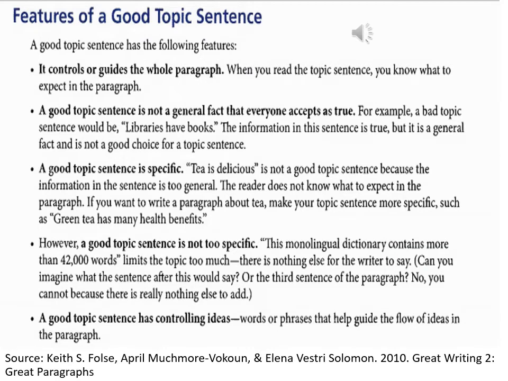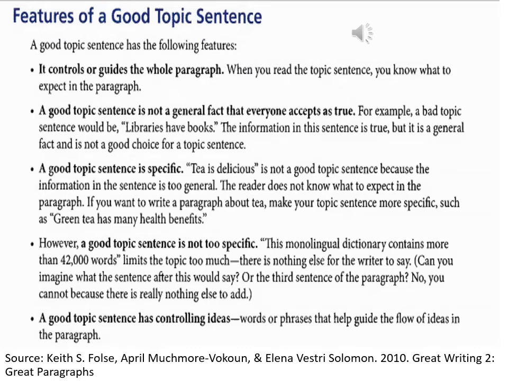Features of a good topic sentence. A good topic sentence has the following features. The first is it controls or guides the whole paragraph. When you read the topic sentence, you know what to expect in the paragraph. The second feature is a good topic sentence is not a general fact that everyone accepts as true. For example, a bad topic sentence would be, libraries have books. The information in the sentence is true, but it is a general fact and it is not a good choice for a topic sentence. The third feature is a good topic sentence is specific.